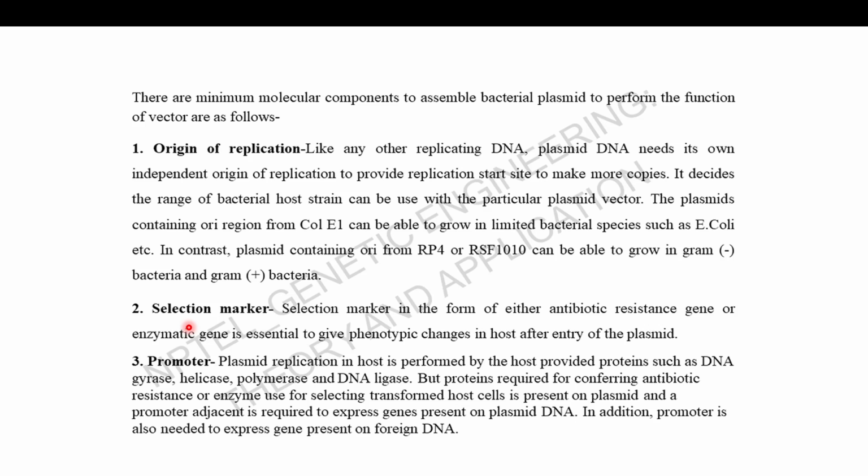A selection marker, in the form of either an antibiotic resistance gene or an enzymatic gene, is essential to give phenotypic changes in the host after entry of the plasmid. Then there definitely should be a promoter, because plasmid replication in the host is performed by a variety of host-provided proteins, such as DNA gyrase, helicase, DNA polymerase, DNA ligase. Proteins for conferring antibiotic resistance or enzymes used for selecting transformed host cells are also present on the plasmid, and an adjacent promoter is required to express such genes present on the plasmid DNA.